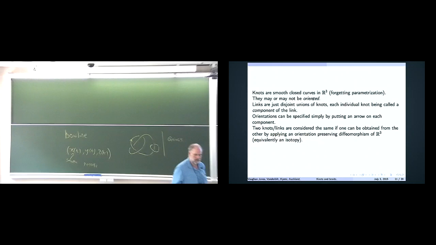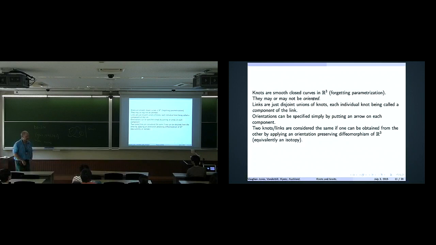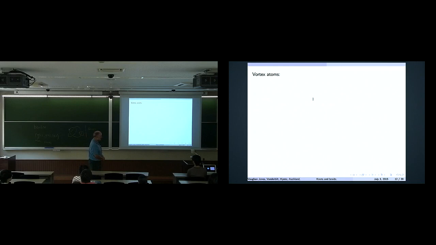Gauss had a student called Listing who went more deeply into this and began looking at different possible knots. But the mathematical theory of knots really started to get underway towards the end, or mid to late 19th century. So in the late 1800s, it was inspired by this theory of so-called vortex atoms. So I want to explain this theory. It's a very fascinating theory.